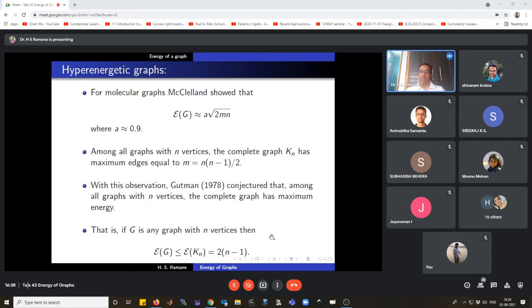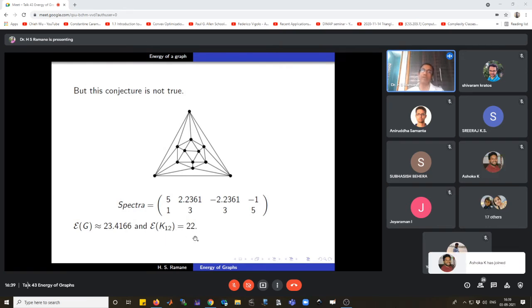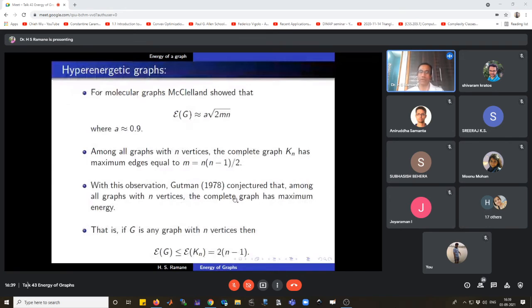But this is not true. There are graphs where this conjecture fails. For example, consider this graph on 12 points, and its spectrum: eigenvalue 5 one time, 2.2361 three times, minus 2.2361 three times, and minus 1 five times. Its energy is approximately 23.416, whereas the energy of the corresponding complete graph of order 12 is 2 times (12 minus 1), that is 22. So this graph has energy more than the energy of the complete graph. So this conjecture fails. It is not good.